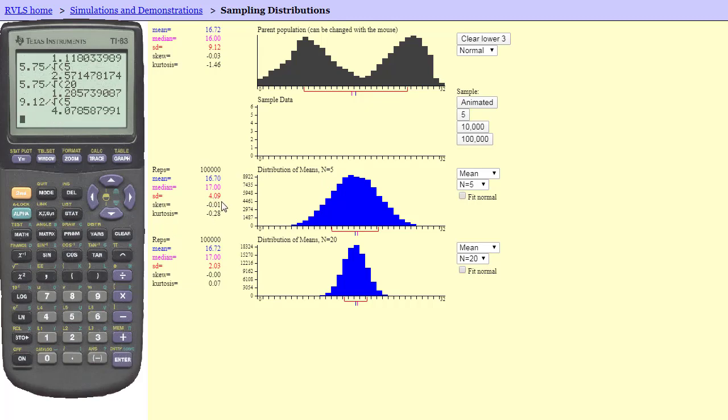It's really close. Down here, I'm going to take the 9.12 and divide it by the square root of 20, and I'm hoping I end up with 2.03, and I end up with 2.03 and some change. So that's real close. And I want to talk a little bit about skewness. This has some skewness, but not very much.